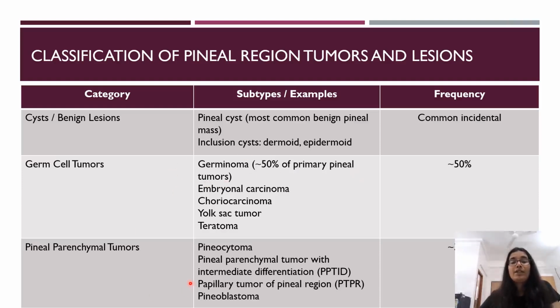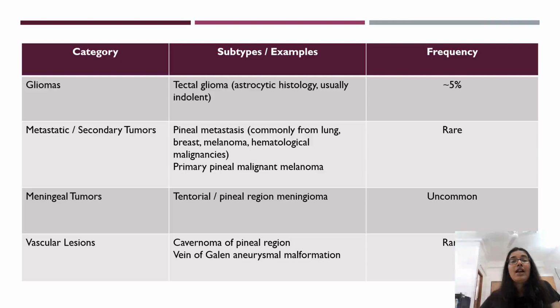Pineal parenchymal tumors include pineocytoma, pineal parenchymal tumors with intermediate differentiation, papillary tumor of pineal region, and pineoblastoma. These account for 30% cases. Others are gliomas, metastatic or secondary tumors, meningeal tumors, vascular lesions, which are quite uncommon and rare.